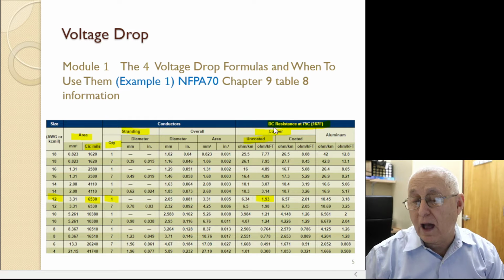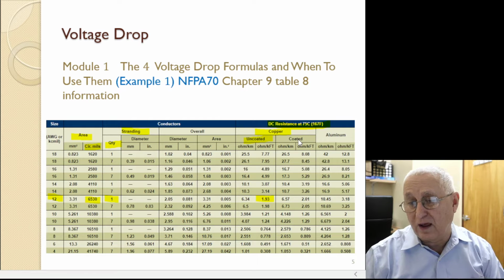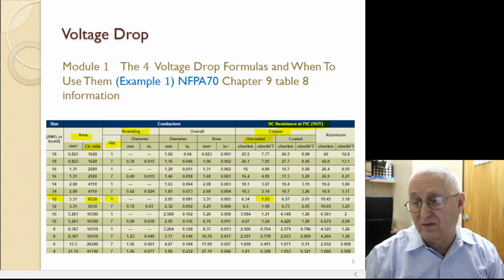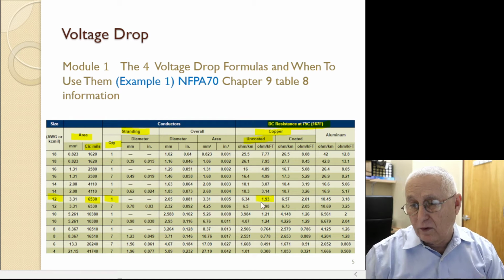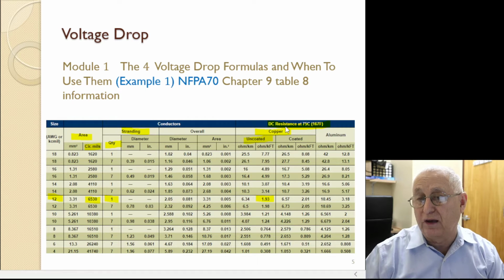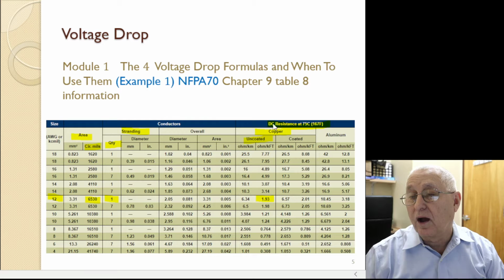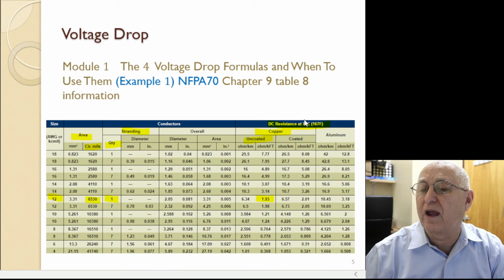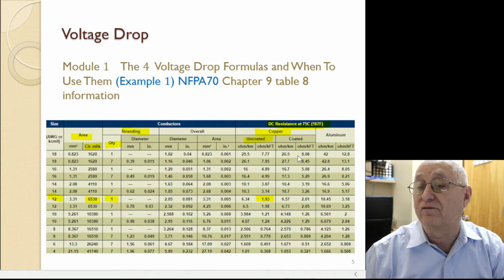We're looking at copper, and we want uncoated. A coated wire is not an insulated wire. A coated wire is a wire that's been tinned, such as the old RH wire. We have 1.93 ohms per 1,000 feet. You'll notice up here it says the DC resistance is at 75 degrees C. That's the table temperature, which is 167 degrees F.